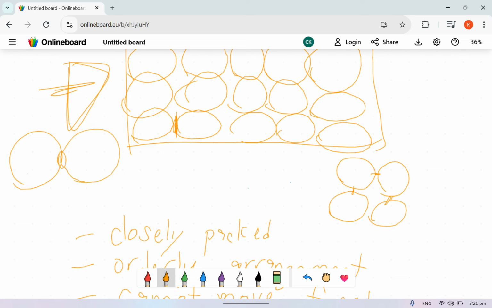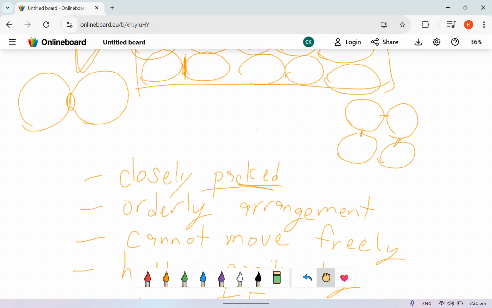Okay, so closely packed, first thing. Now, another part of the arrangement is that it is an orderly arrangement. So it's not random. It's just really packed together. But here's the thing, they cannot move freely.